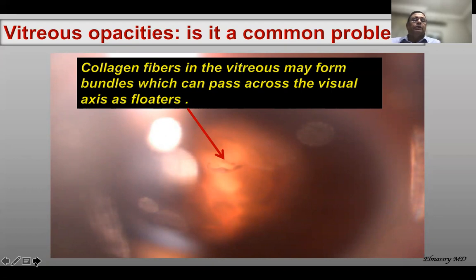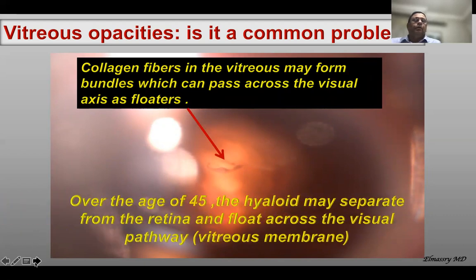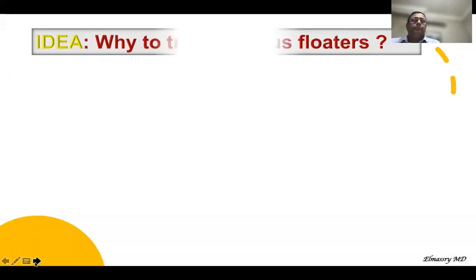So these are collagen fibers in the vitreous, which may form bundles that can pass across the visual axis as floaters. Over the age of 45, the hyaloid may separate from the retina and float across the visual pathway, so it is called a vitreous membrane. One of the key points for the treatment of these vitreous floaters is to have a total posterior vitreous detachment. This is rule number one.